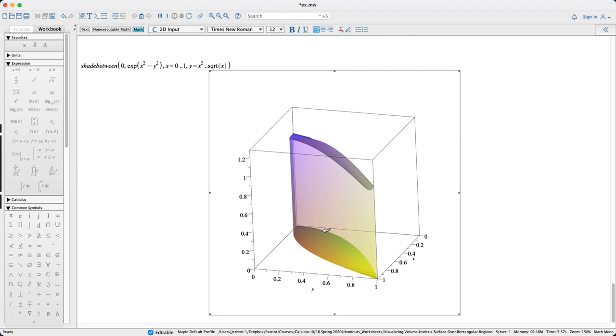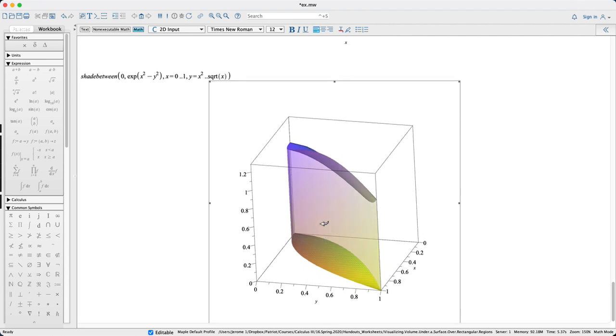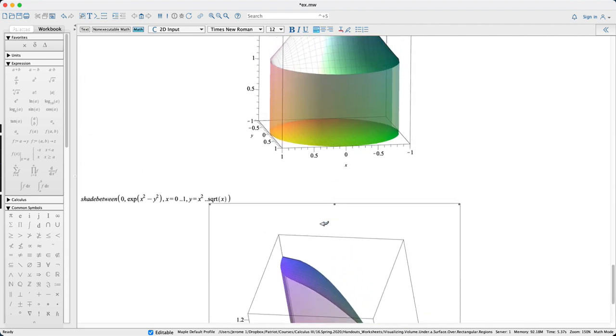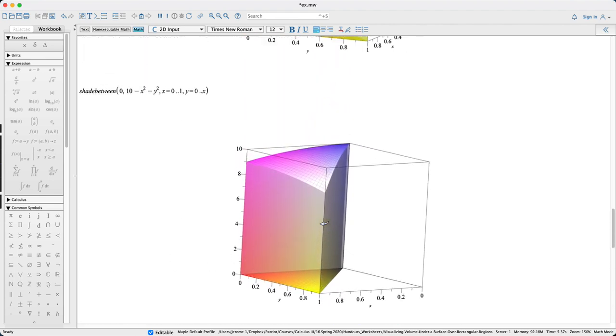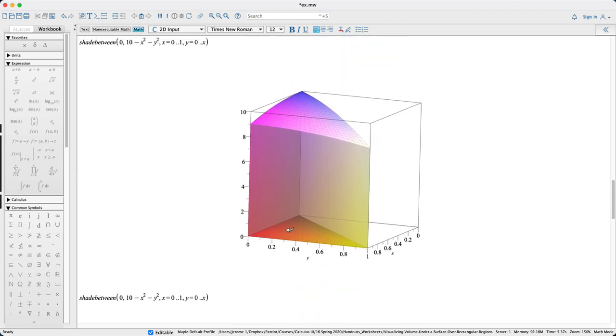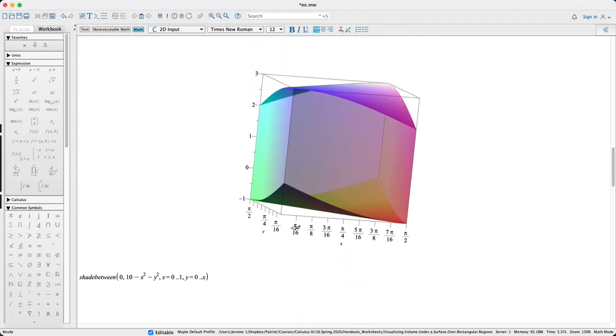So this video is just meant to give you a visualization of what we're going to be computing. When we talk about volume bounded above by a surface and bounded below by a rectangle, a triangle, a circle, or some other non-rectangular region, these are the types of things we're talking about. I'm just going to reverse scroll and go back up, and you can admire them one last time, because in the next video we're going to start crunching numbers and figure out how to actually compute these things, right?